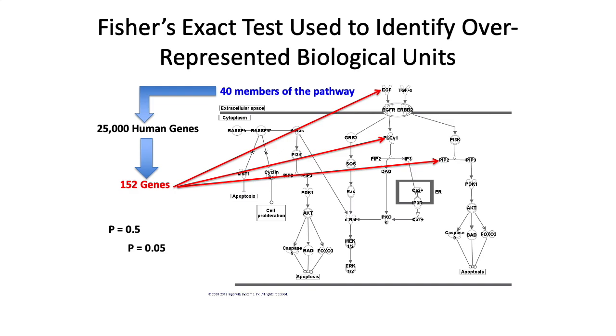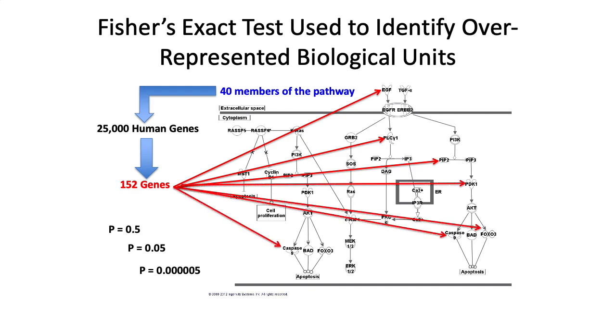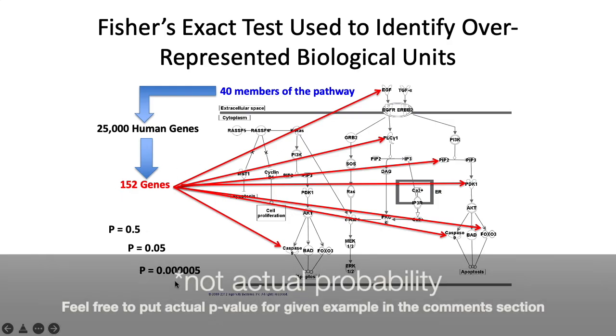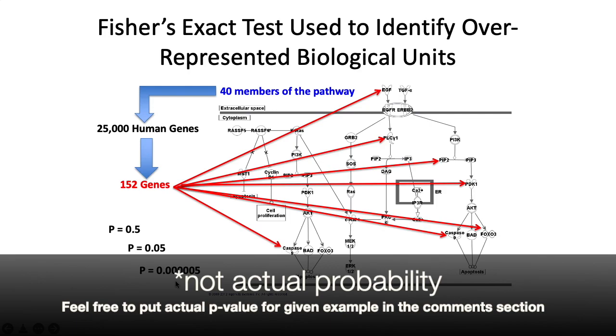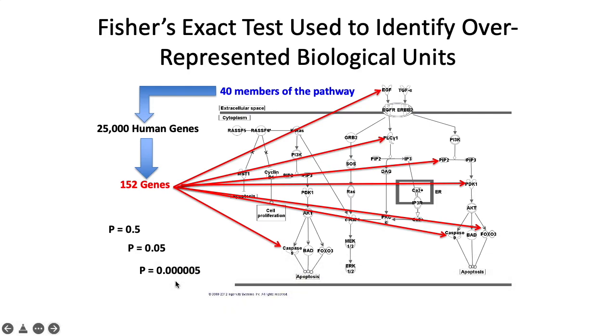But here's usually what happens in statistics or in bioinformatics. Say I get 7 of these things, right? The odds of that, P is 0.00005, right? The odds of that happening are very, very rare. So given these results, given the fact that I got 7 out of the 40 in just my 152 draws, I would say that this pathway is playing a role in my system.